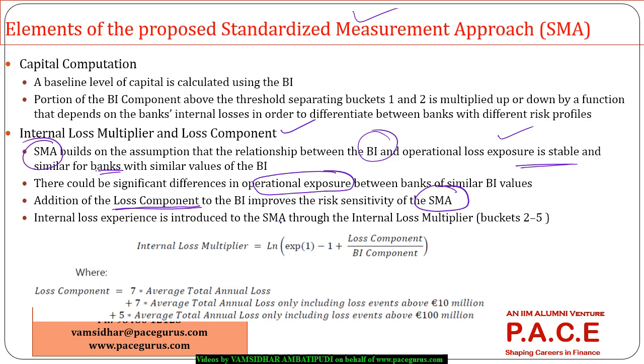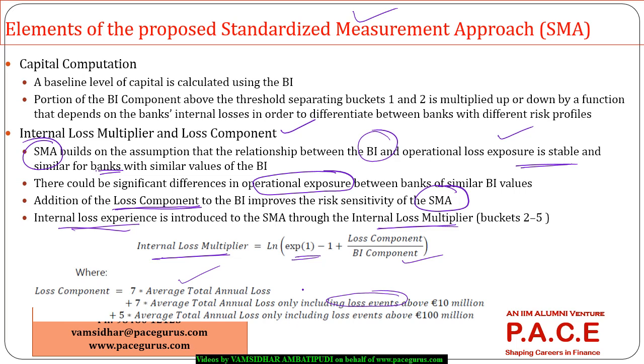So it is observed that the entire internal loss experience is typically taken care of by using the internal loss multiplier, which is coming through this particular formula: log of (exp(1) - 1 + loss component / BI component). So whatever is the BI component, which we got in the earlier case, and for the loss component, this is how the formula is coming: 7 times the average total annual loss, 7 times average total annual loss only including the loss events above 10 million.